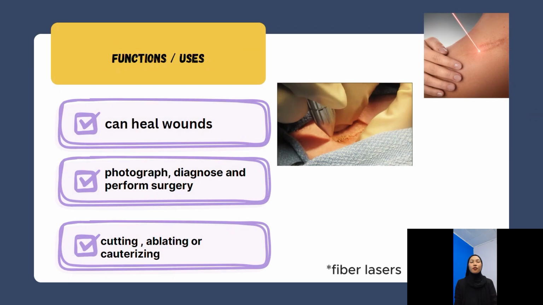Let's move to the function of fiber optic cable. Fiber optic cable can heal wounds because minimally invasive surgery comes with far less pain, faster recovery, and a lower risk of infection. Second, some carry light into the body and some carry light reflected off internal body surfaces. This can help doctors diagnose and perform surgery.